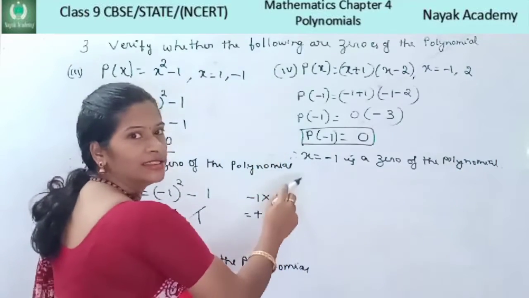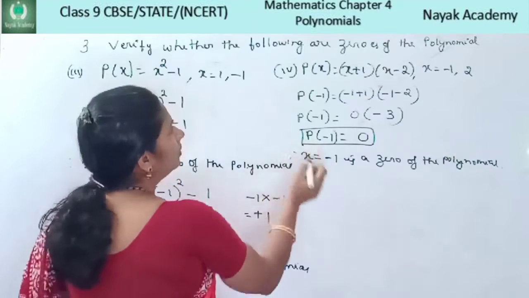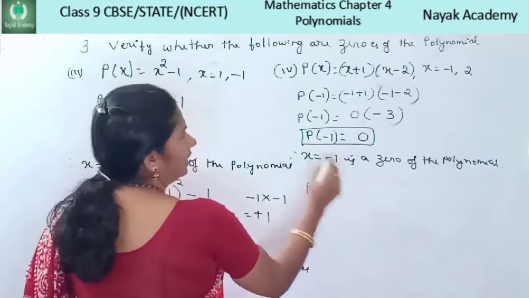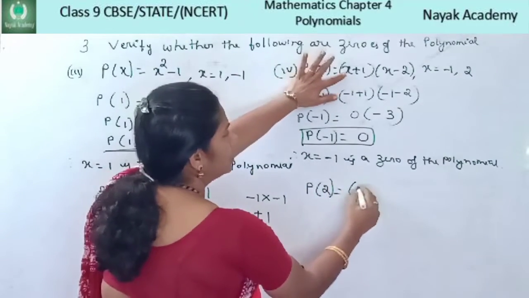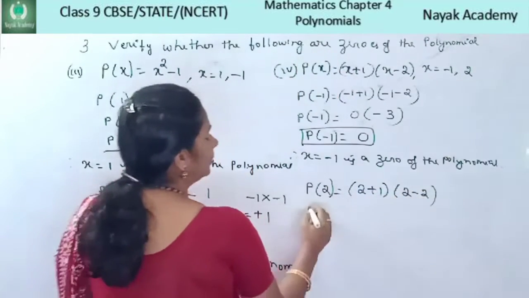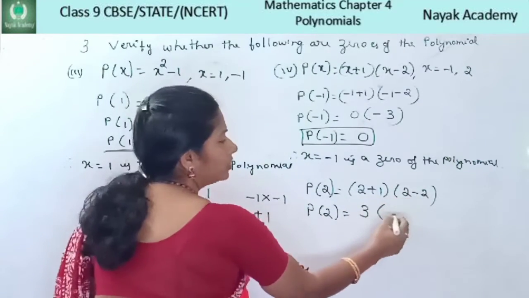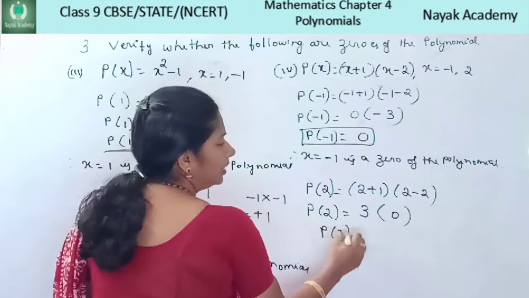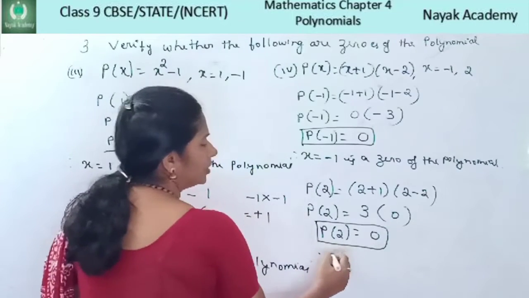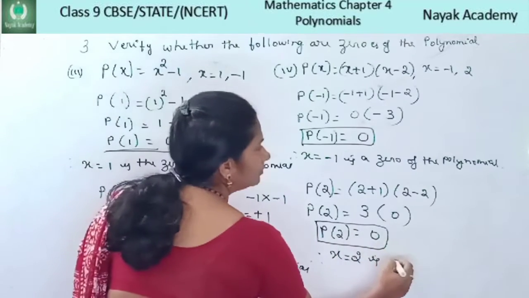If you did not get the answer as 0, then you should come to the conclusion that it is not a zero of the polynomial. Now let us check x is equal to 2. So P of 2 value, let us find out, children. In place of x, you substitute the value x as 2. 2 plus 1 into 2 minus 2. So P of 2 equal to 2 plus 1 is 3, 3 into 2 minus 2 is 0. So P of 2 value is 3 into 0, it is 0. Therefore, what is your conclusion? x is equal to 2 is also a zero of the polynomial.